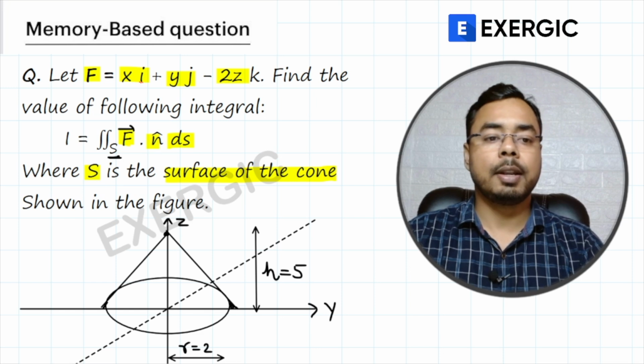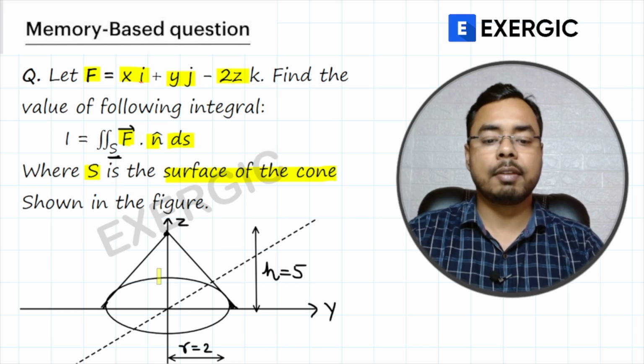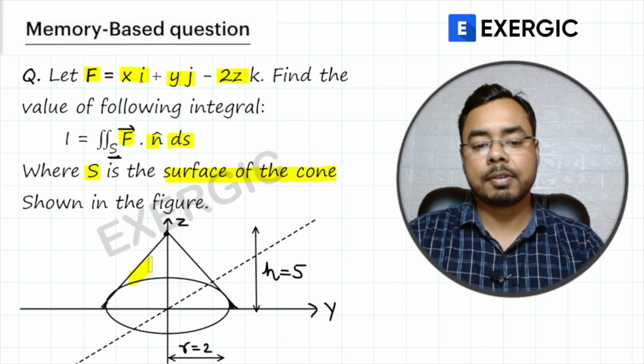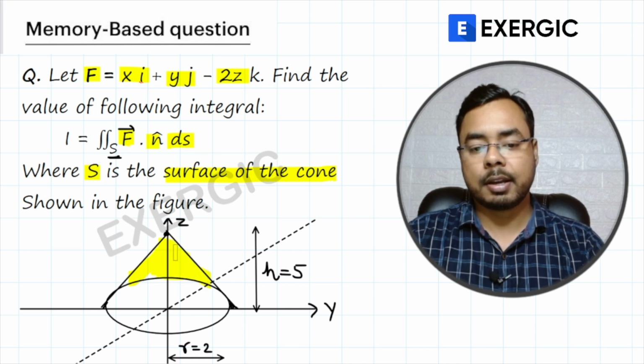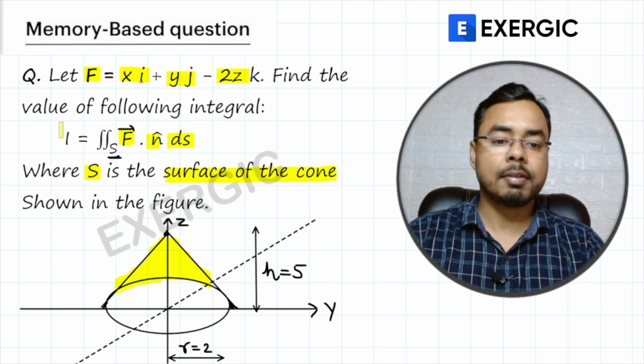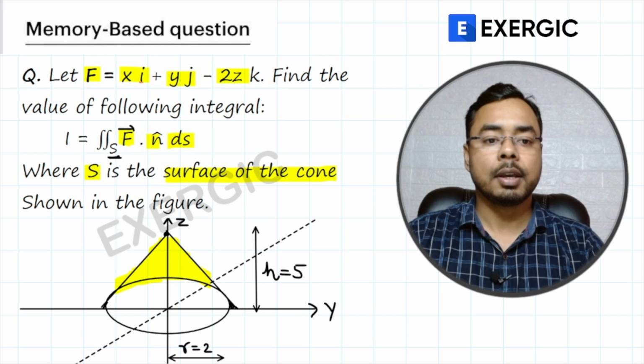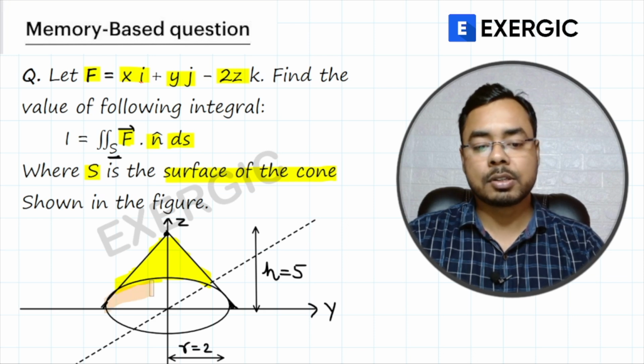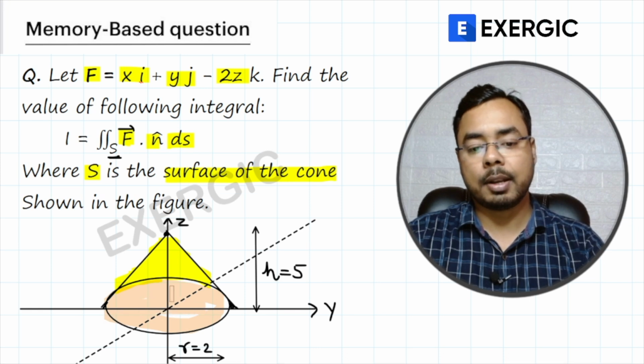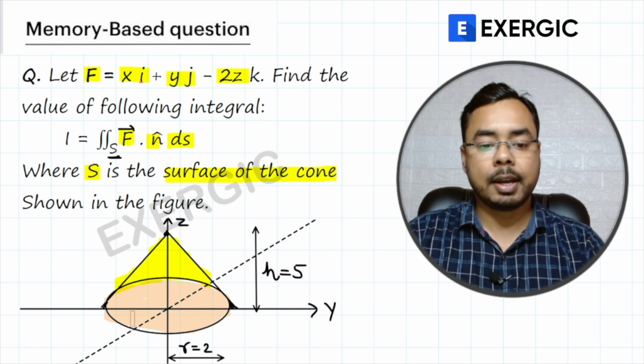Now here in this problem, the confusion is whether only the curved surface of the cone was asked in the problem. For example, here this will be the curved surface of the cone, right? So S is only this curved surface of the cone, or S is the curved surface of the cone plus the circular base of the cone, right? So this is the problem. We have to see what would be the correct answer.